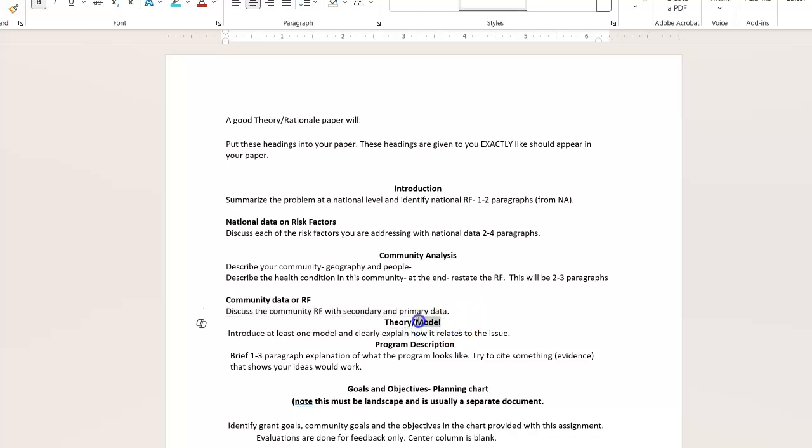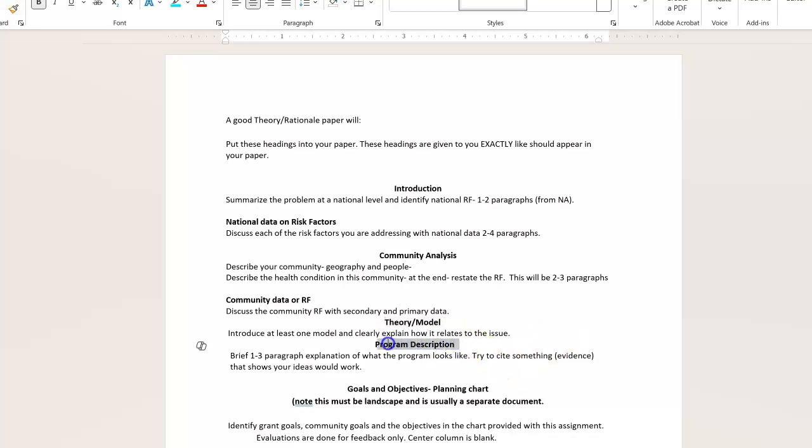The third section of the paper is the theory model section. This is where you're going to introduce one model and clearly explain how it relates to the issue. In the sample that's provided to you, there's a paragraph that introduces the concept, and then there is a chart. You could do it like that, a paragraph introducing your theory or model, and then put a chart in that shows application, or you could just do complete narrative, but do not do both. Do not put a chart in and then explain the chart. Either a chart or narrative.